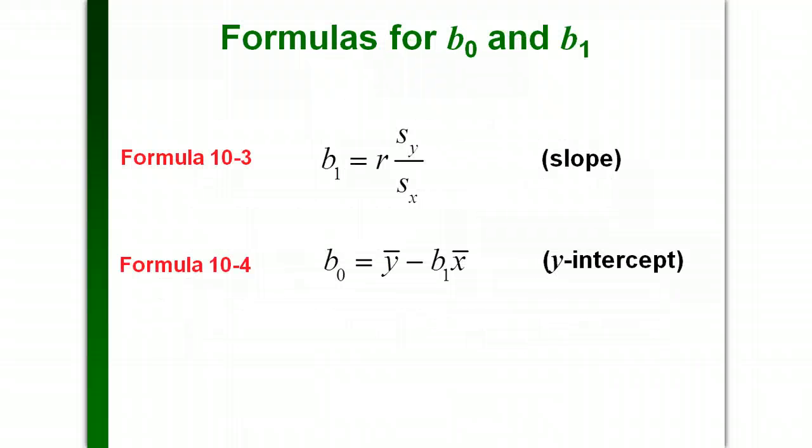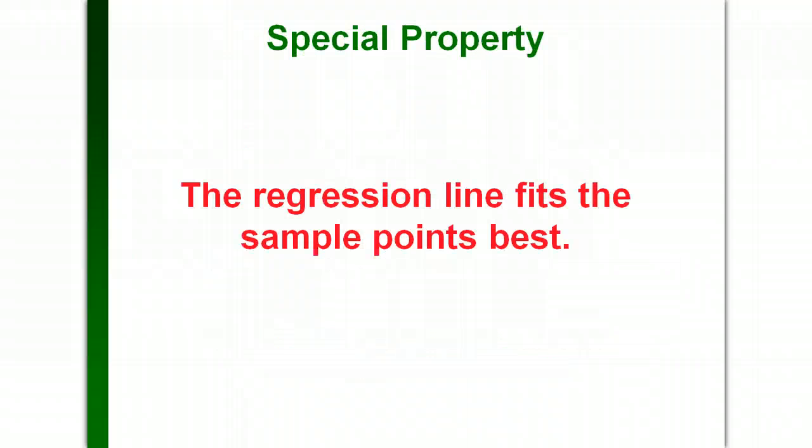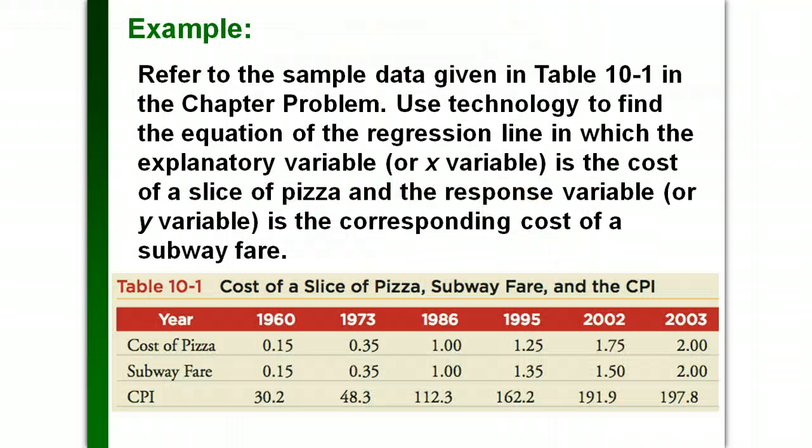These are formulas to determine the slope and the y-intercept. There's the actual r value that we just talked about, the standard deviations of the y values and the x values, but we're not going to compute these by hand. Your calculator is going to compute these values for you, so we just need to be able to use it. The regression line is always the one that fits your points the best.